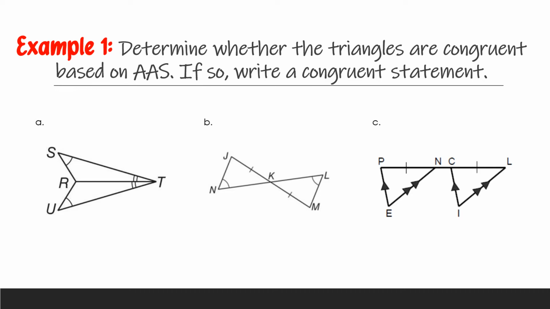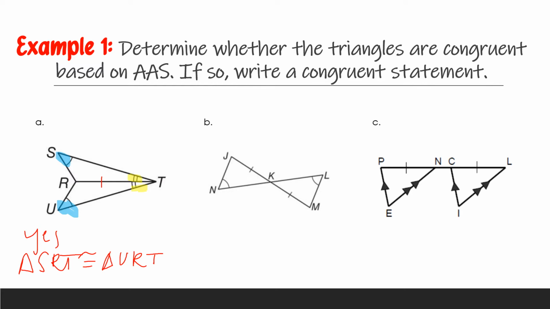So in figure A, we have two angles that are marked congruent. We've got angle S with angle U, and then angle STR with angle UTR. And although we don't have any sides marked congruent, we do have that reflexive side, the side that's in both of those triangles, so that's RT. So we can say that these two triangles are congruent by angle angle side because we have two angles and the non-included side. So this would be yes, and we would say triangle SRT is congruent to triangle URT. Remember to watch the order when you are naming the triangles.